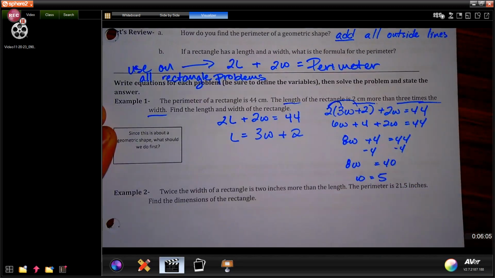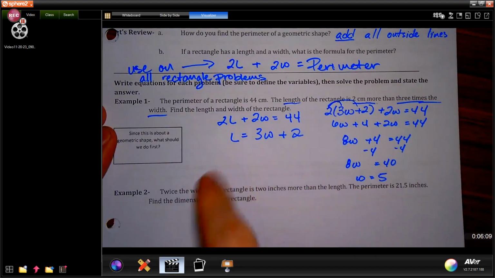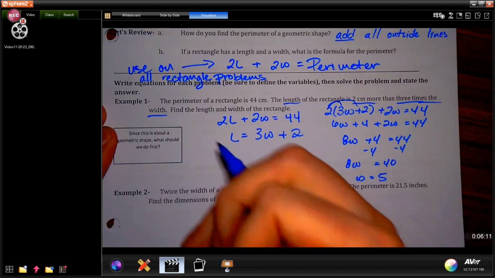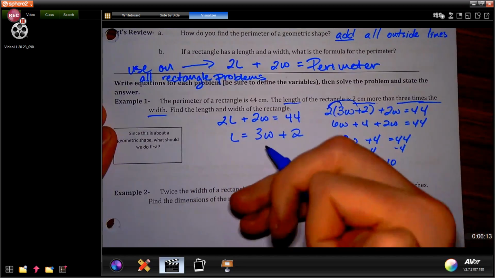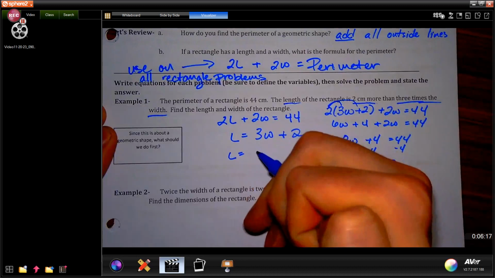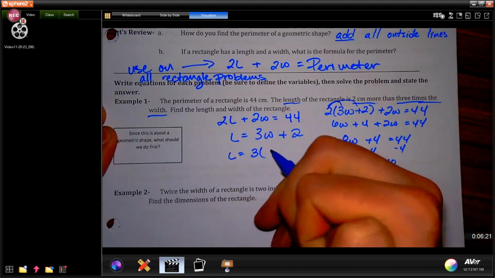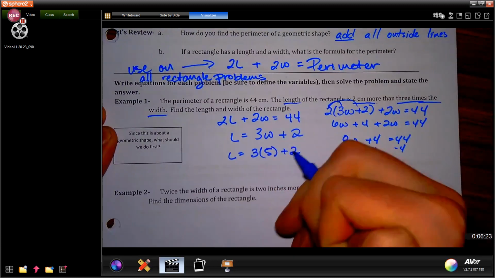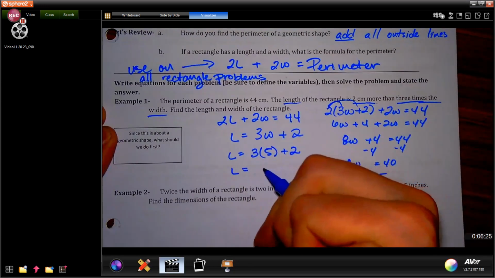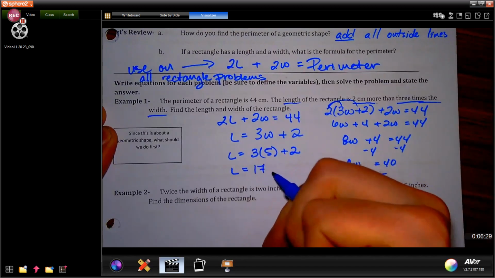Now what do I want to do with this W? Let's plug it back in so we can actually find the length of the rectangle, which is what we're asked to do, find the length and the width. We found the width, now we need to find the length. Instead of L equals 3W plus 2, let's do L equals 3 times our width, 5, plus 2. So L is equal to 3 times 5, which is 15, plus 2, which is 17.